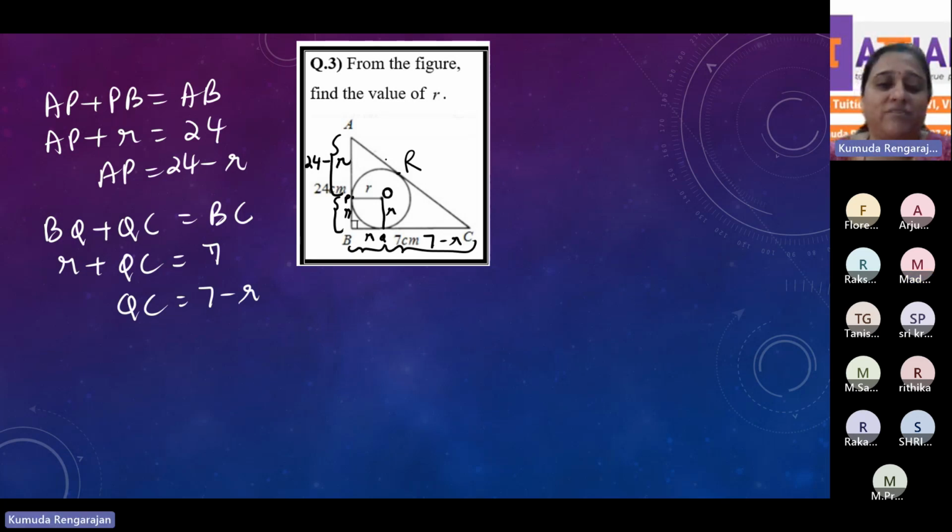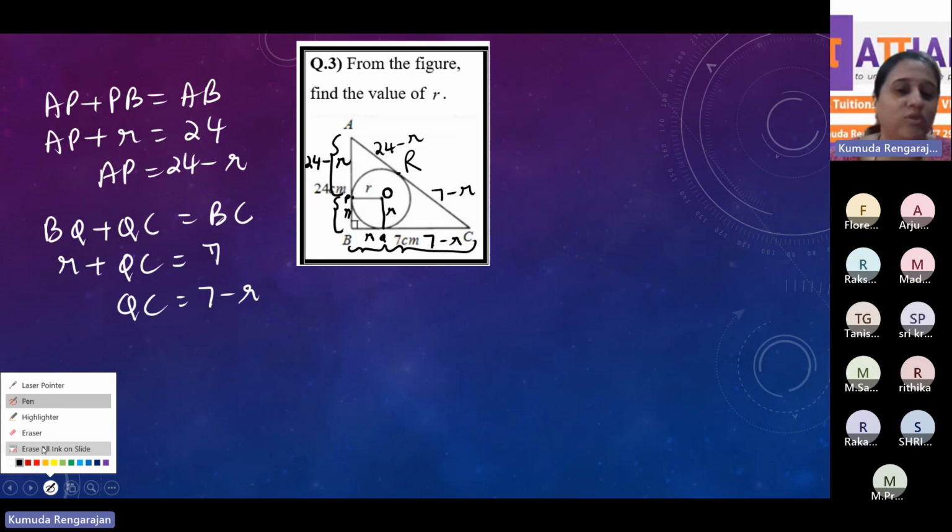Now you said AP is equal to AR. So how much is AR then? 24 minus R. Then CQ is equal to CR. So what about CR? How much is it? 7 minus R, ma'am.